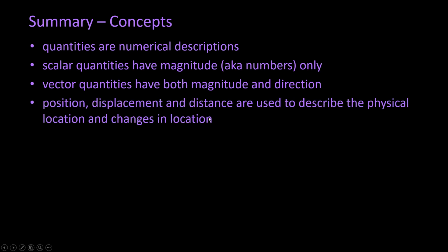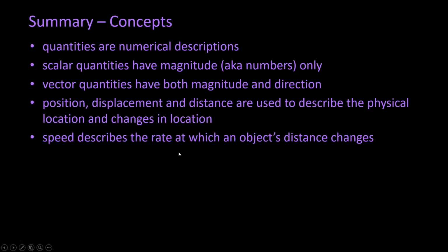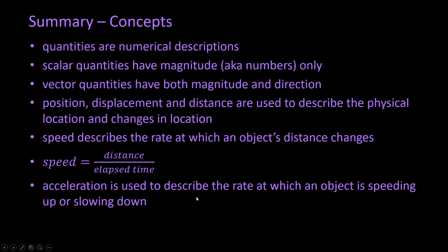Position, displacement, and distance are used to describe the physical location and changes in the object's physical location. Speed describes the rate at which an object's distance changes, in other words, how fast or slow it's going. And we can calculate the speed by taking the distance the object traveled and dividing it by the amount of time, the elapsed time, that it took to travel that distance. And finally, acceleration is used to describe the rate at which an object is speeding up or slowing down.